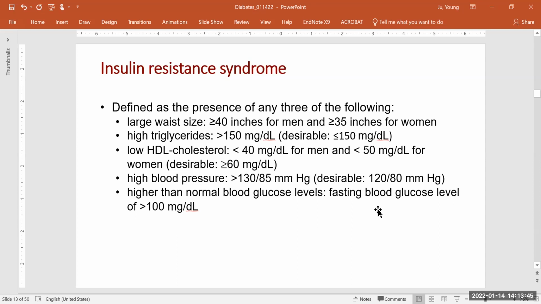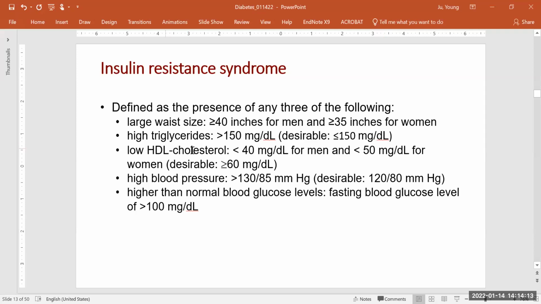If an individual has any three of these conditions, that person may have insulin resistance. Waist size is over 40 inches for men and 35 inches for women. And triglyceride level in the blood is over 150 milligrams per deciliter. The normal range is less than 150 milligrams per deciliter.